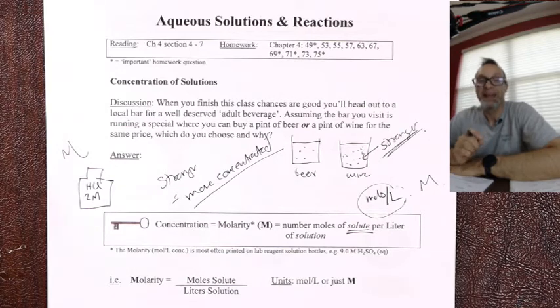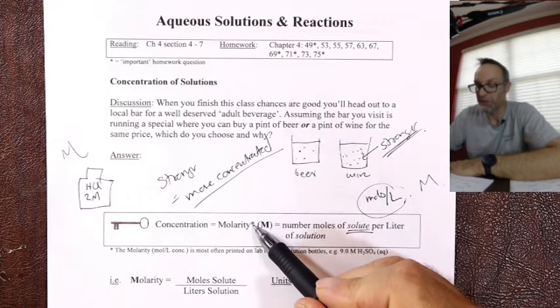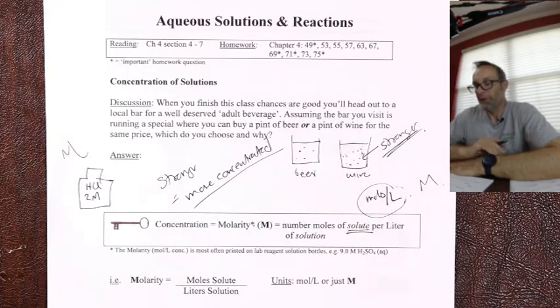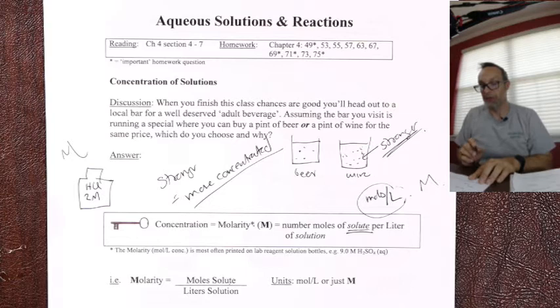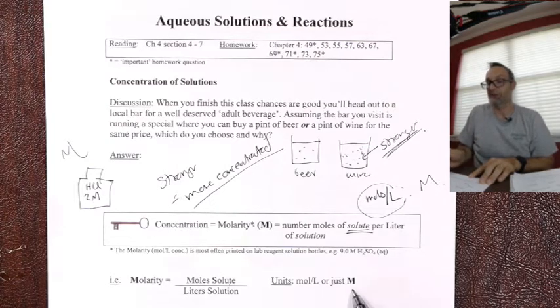There's 2 M's, italicized or bold. Bold is strength, molarity, that's the word we use. Big M, bold. Italicized is moles per liter. Okay, so molarity, big M, is how many moles of solute per litre of solution. The units are moles per litre or just M.